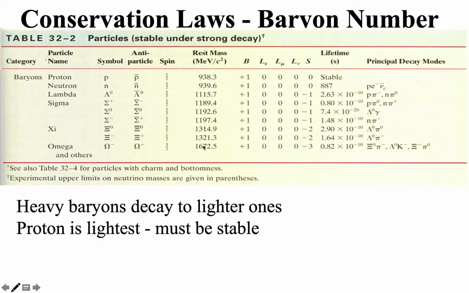If you look at this, these heavy baryons will decay into lighter ones because there has to be a baryon on the right side of the equation. So as they decay, they get lighter and lighter. The proton is the lightest baryon. If it decayed into something else, it wouldn't be a baryon. So therefore, the proton must be stable. Notice that the neutron is not stable. Free neutrons actually decay. Their average lifetime is 887 seconds. And don't worry though, neutrons in a nucleus are stable. If they're bound in a nucleus, they're stable. It's just free neutrons that are not stable.